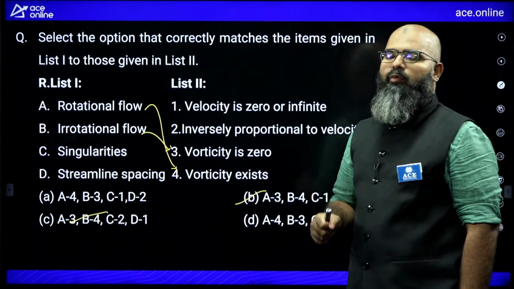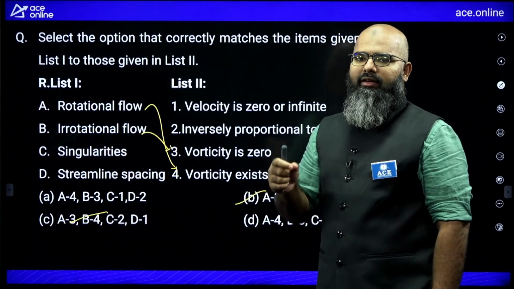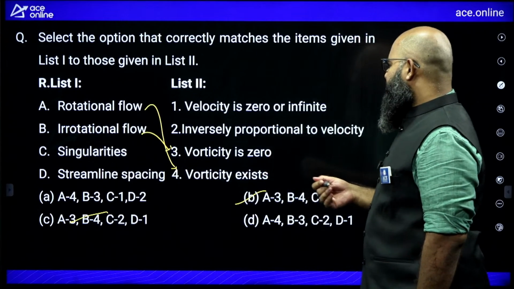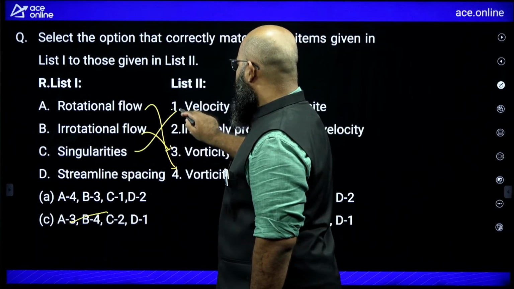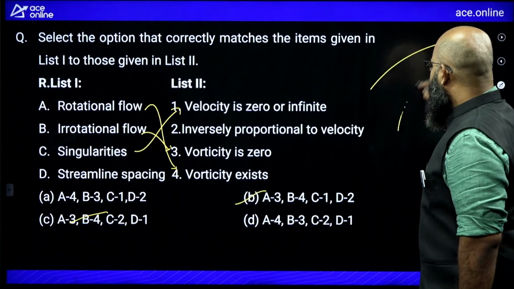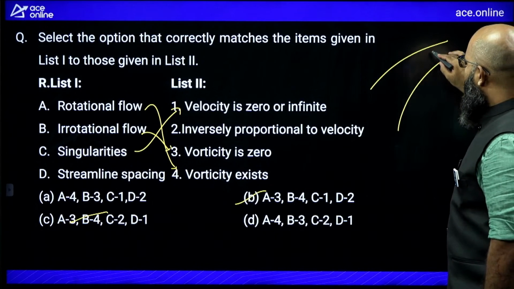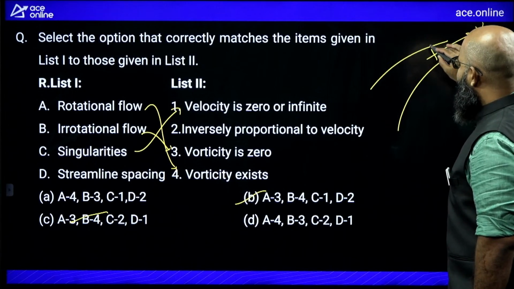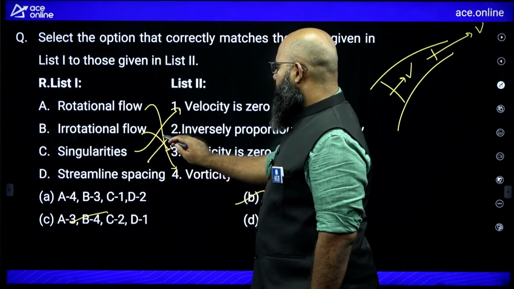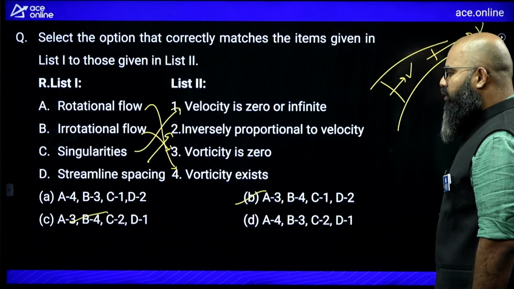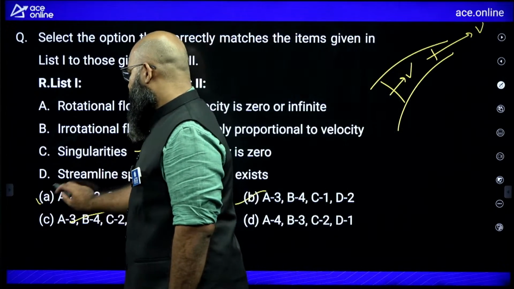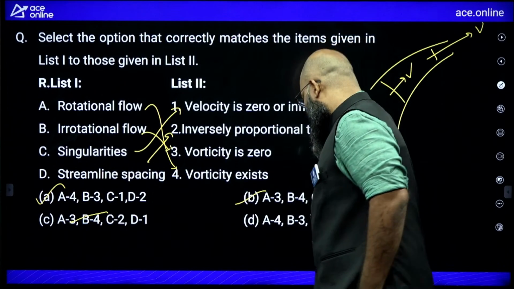Singularities. When do we say a singularity point is there? See, wherever the velocity components have become 0, at that particular point we can say singularity is there. ठीक है? So singularity point is velocity 0 or infinite. Streamline spacing. You should know one thing, that converging streamline means accelerated flow. So it means less the spacing, more the velocity. More the spacing, less the velocity you are going to have. So it is inversely proportional to the velocity. So C goes for 1 and D goes for 2. Correct answer is option A over here.